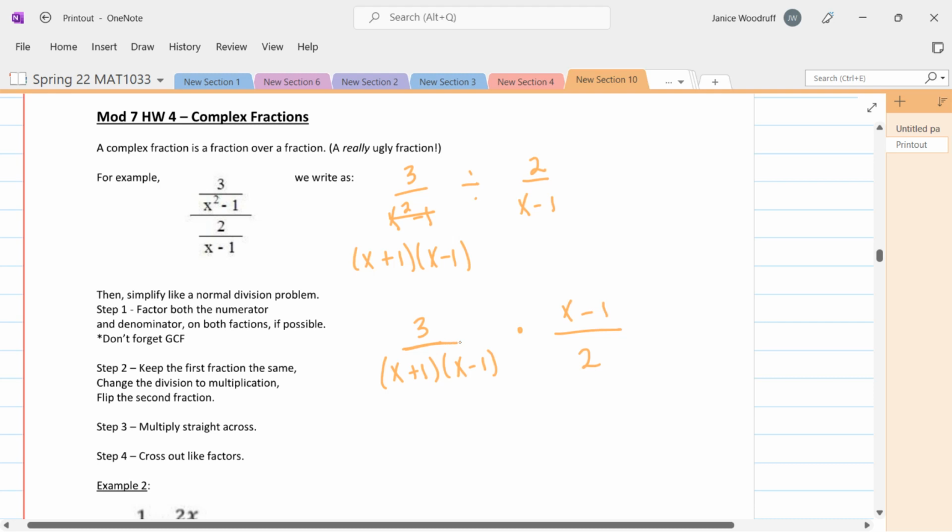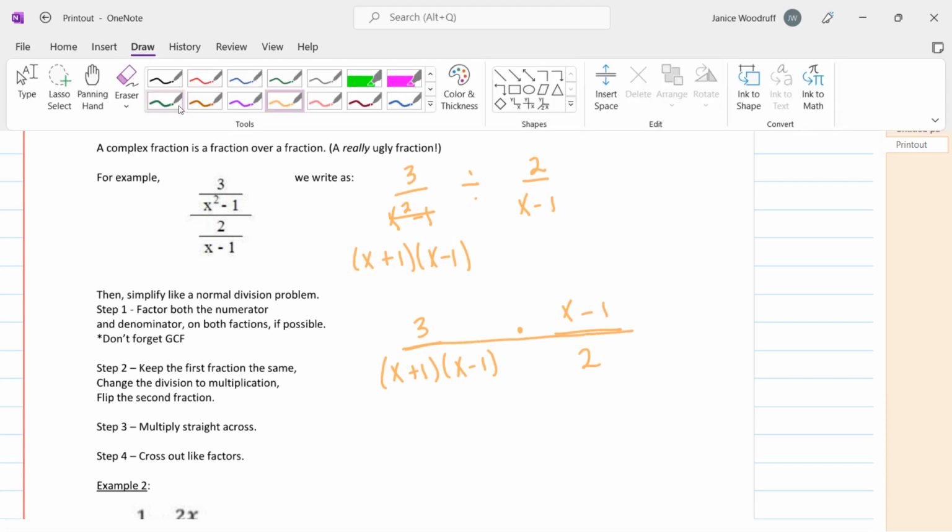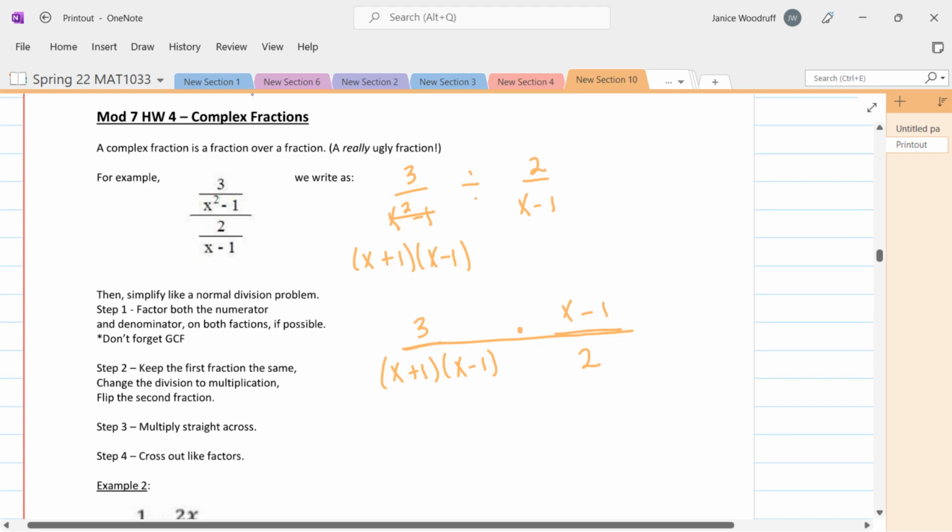Then I extend my multiplication line. Cross out what I can. What can I cross out here? Yeah. Cross out the x minus 1s. I've got 3 over, we'll put the 2 in the front here, 2 times x plus 1. That's all I can do there. All done.